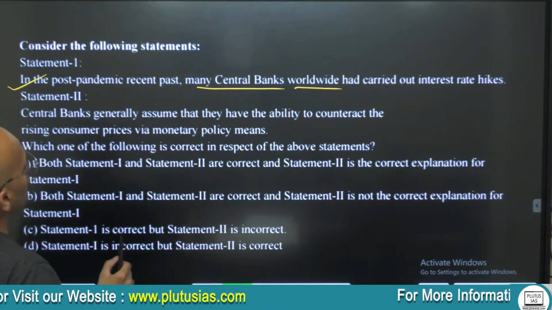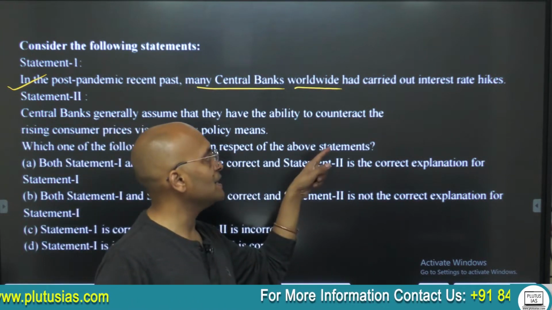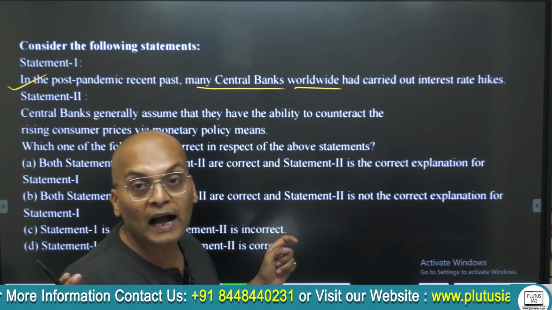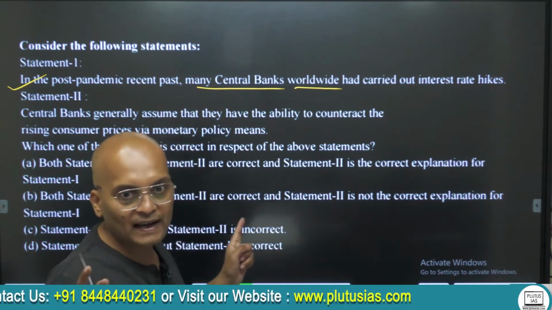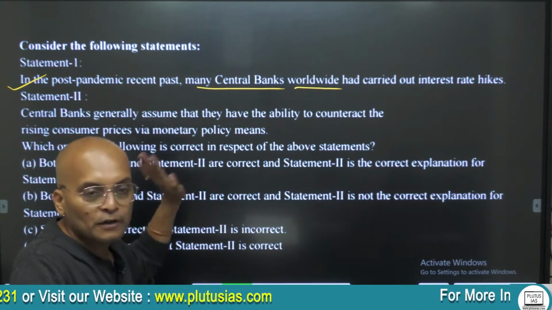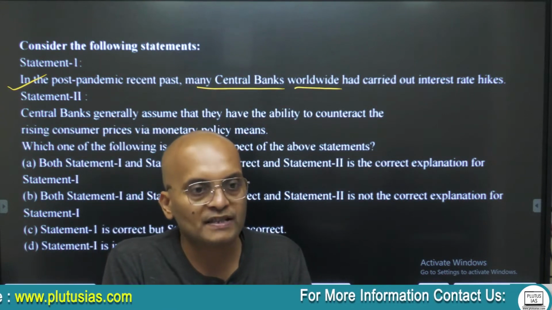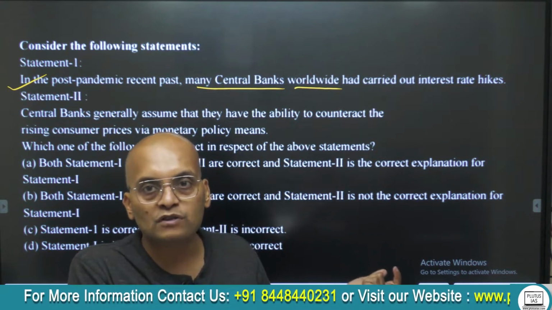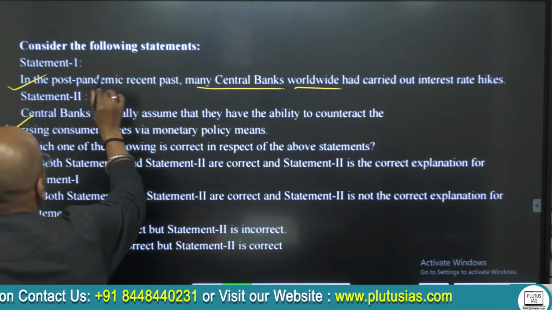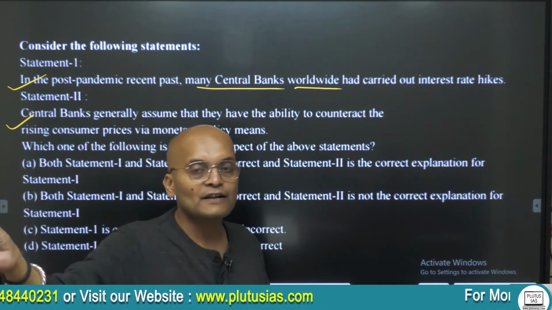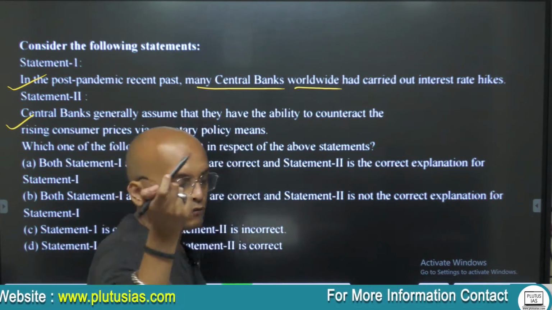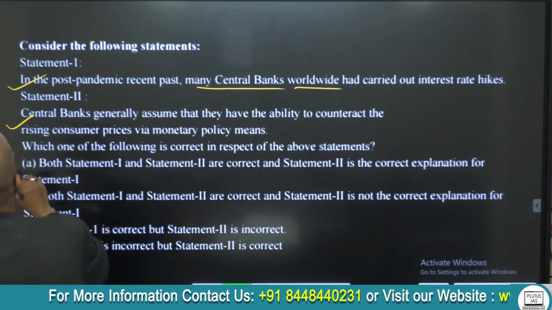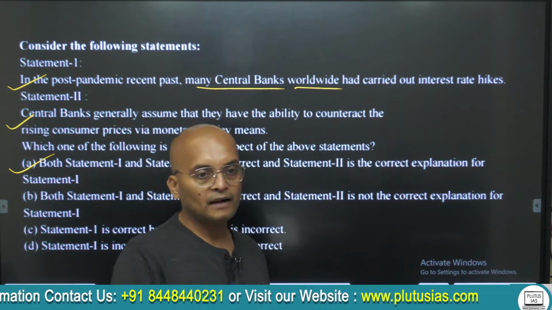Now second is, central banks generally assume that they have the ability to counteract the rising consumer prices. Rising consumer prices means high price value, inflation, right? Anyway, via monetary policy. Obviously, that's the monetary policy of every central bank. They can control the inflation or deflation via the use of several tools. So this statement is also correct, and it is the correct explanation of the first statement, that's why central banks are raising their interest rates. So which option will be correct? Option A, both statement 1 and 2 are correct, and statement 2 is the correct explanation of statement 1. Understood?